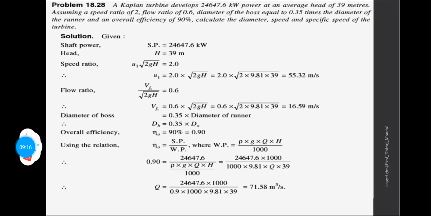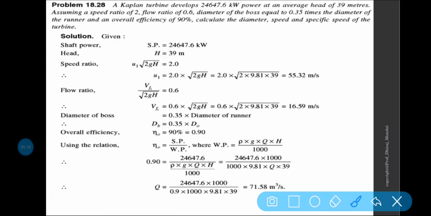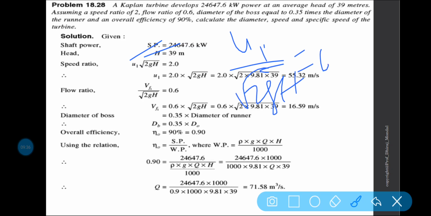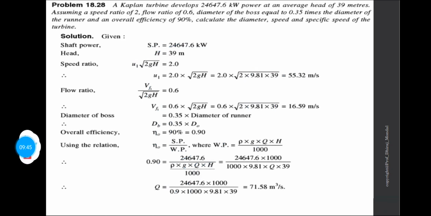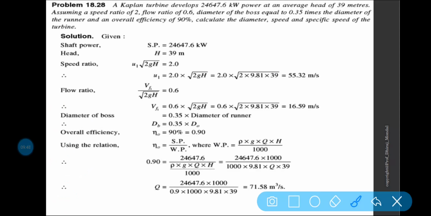In question number 28, you can see a Kaplan turbine shaft power is given. Power at an average head of 39 meter is given. Assuming the speed ratio, that is u1 by root over 2gh, is equal to 2. Flow ratio, that is vf1 by root over 2gh, is equal to 0.6. The diameter of the boss is equal to 0.3 times the outer diameter.